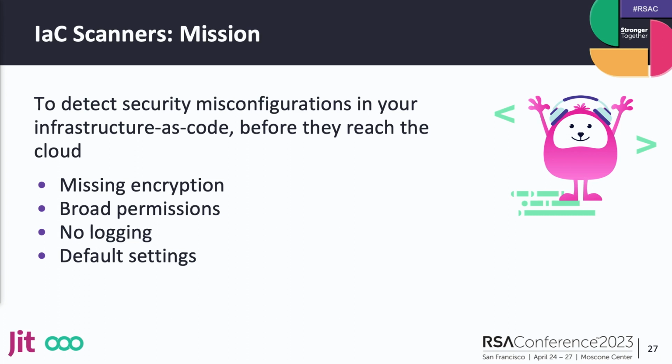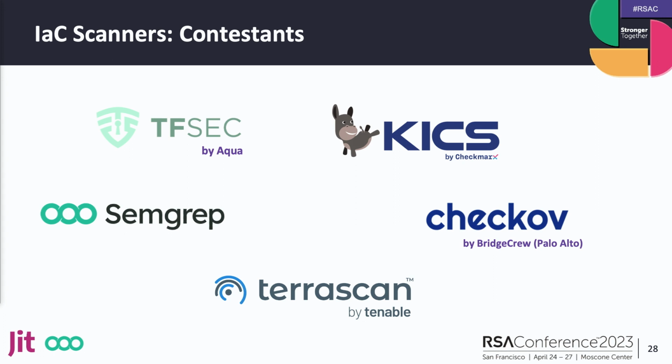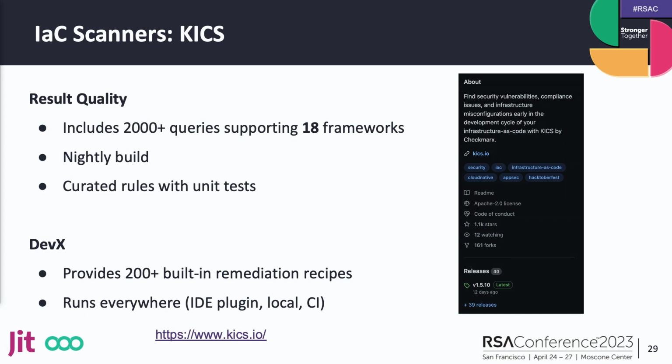In this category, there are a couple of contestants. Here, some of the tools are really specific to Terraform, for example, to some language. As you can see also, Semgrep ported some of the rules that are scanning for infrastructure as code. And there are also some big players like KICS and Checkov that are actually supporting a very large number of frameworks. Here our pick is KICS for multiple reasons.